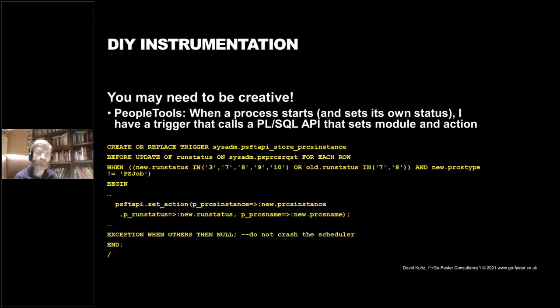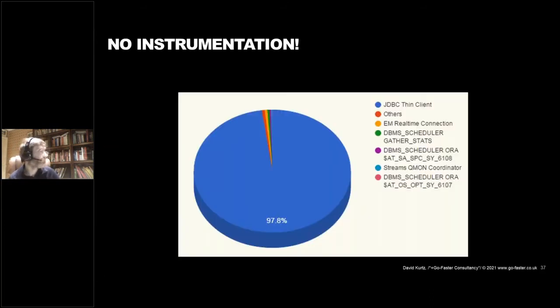And that's how I instrument PeopleSoft processes that are not otherwise instrumented. It tells me the process name and the instance number, so I can relate it back to something in the application. This is, I think, the exception that proves the rule. It's one place where I do use exception when others then null, because if something goes wrong here, I don't want it to crash the PeopleSoft process scheduler. I don't care if this raises an error, as long as it does no harm. So maybe this is the one occasion where you can do this. And this is an example of do-it-yourself instrumentation that a DBA can put in.